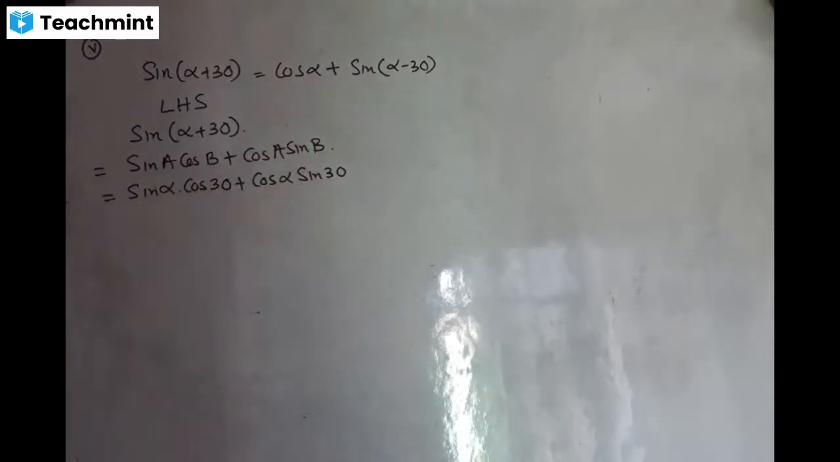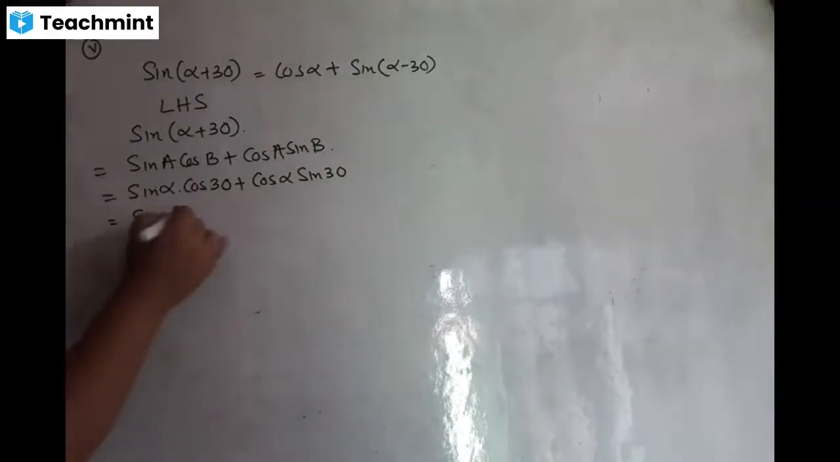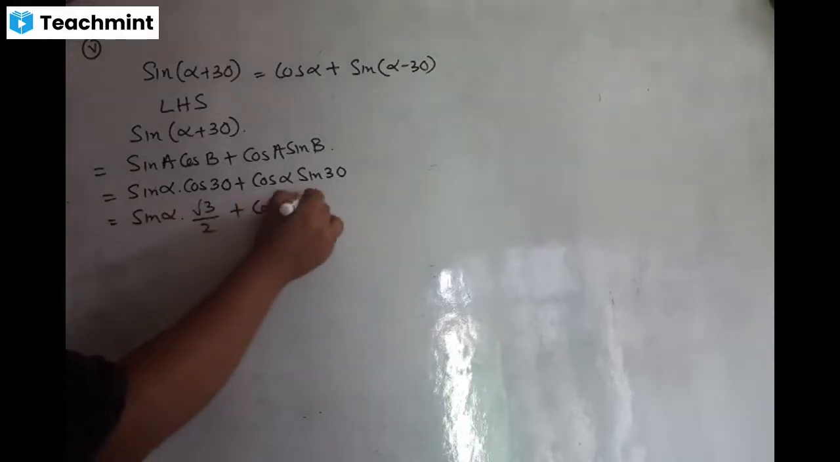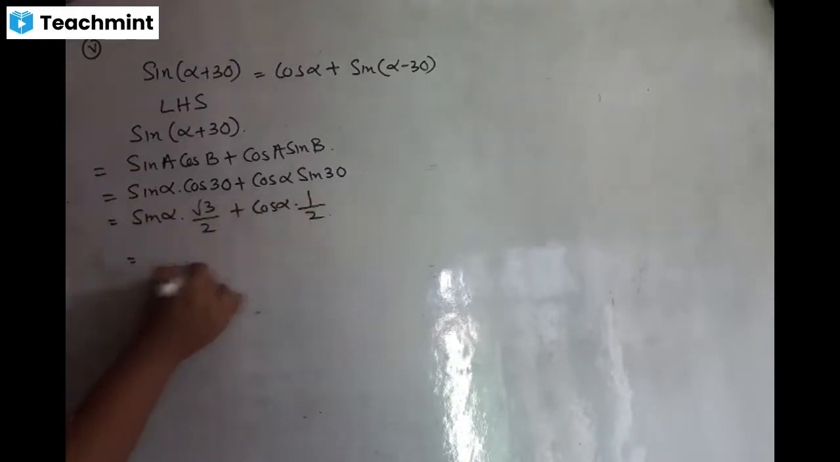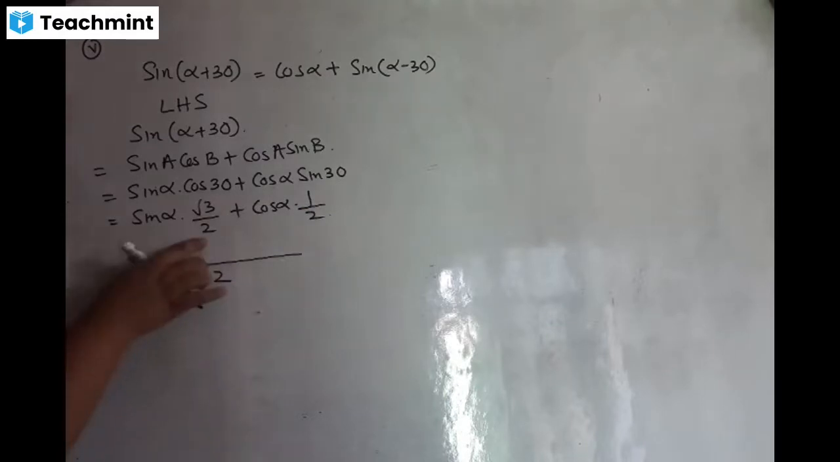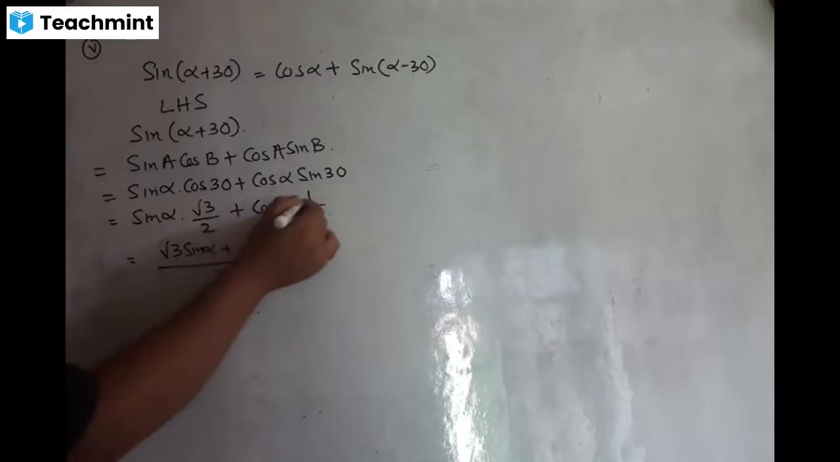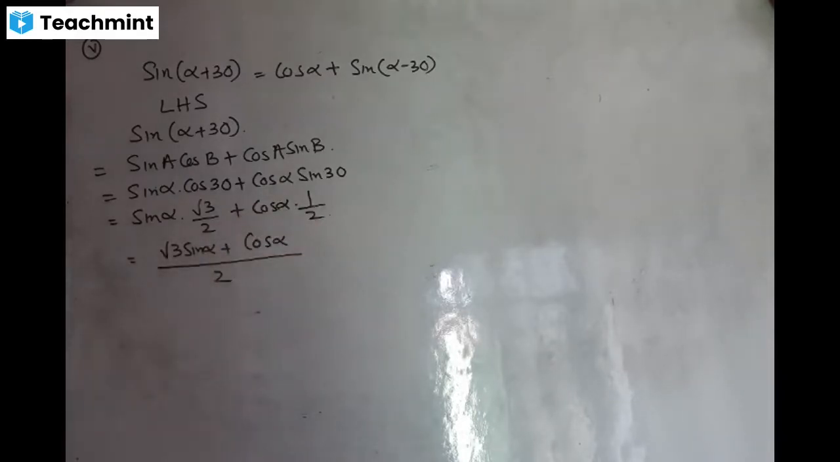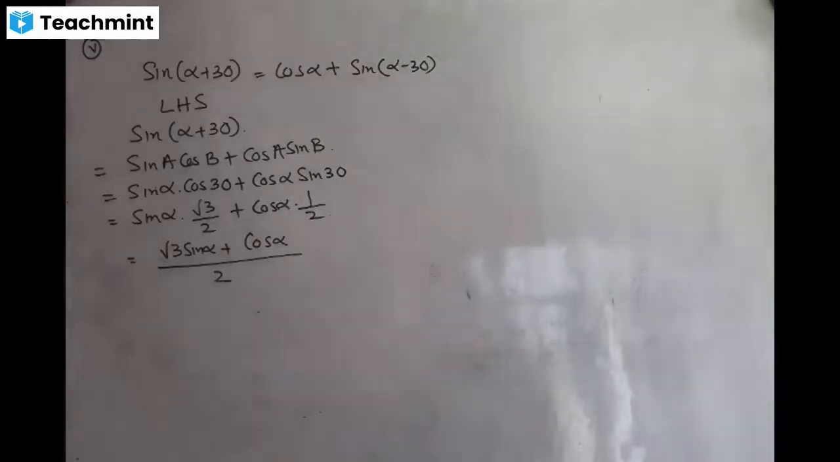Since 30 is a standard angle, write down the value. So you get sine alpha cos 30, root 3 by 2, plus cos alpha sine 30, 1 by 2. LCM is 2. So you get root 3 sine alpha plus cos alpha into 1 is cos alpha. So this is the value which you got when you expanded the left hand side. Is that clear? I have to show that left hand side equals right hand side. Now I'm going to use the same process on the right hand side and show that they are the same.